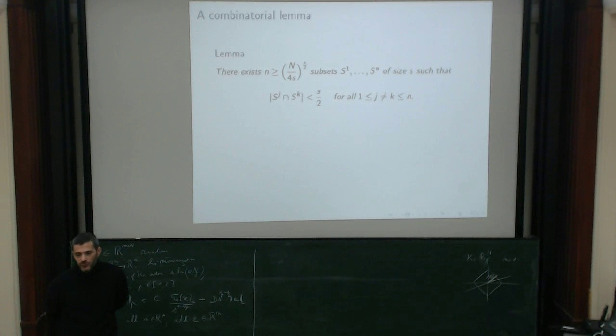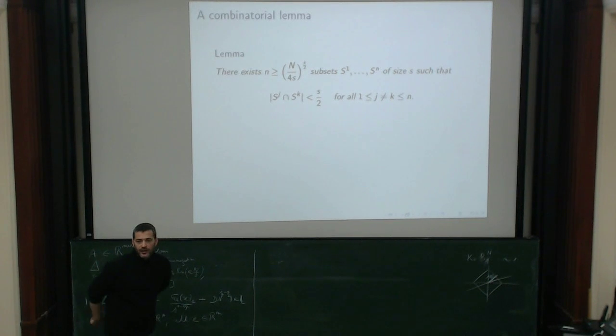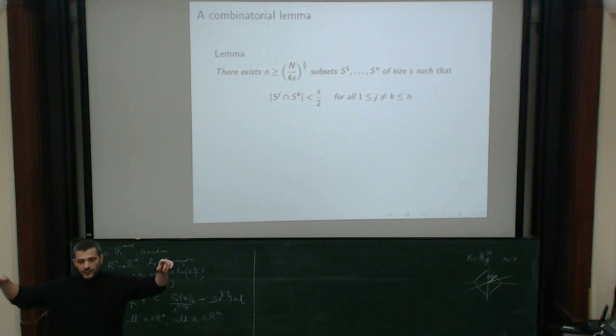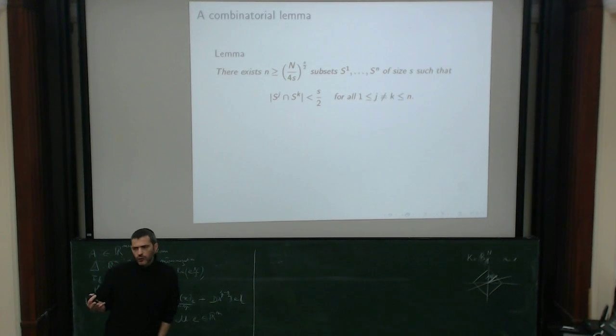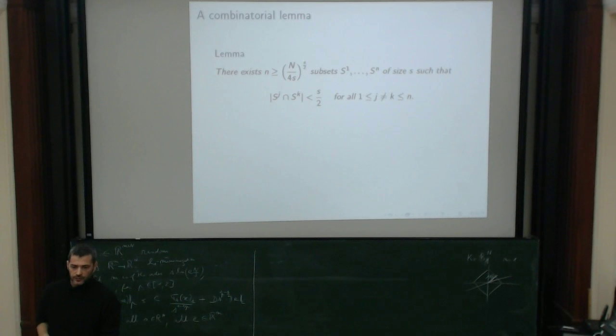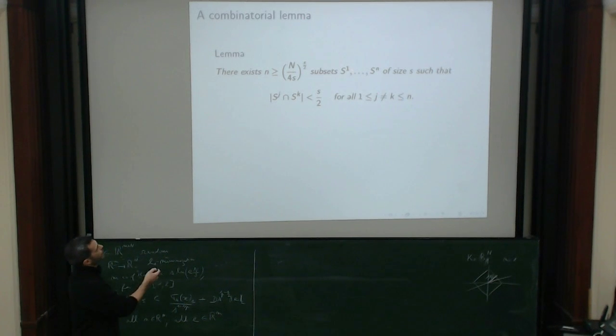Really, it appears in several fields quite independently, so that probably shows you that it's an important lemma. So what does it say? It says, consider all the subsets of {1, 2, up to n} of size s. How many of those do we have? n choose s. Now let's consider the collection of subsets of size s that do not intersect too much.